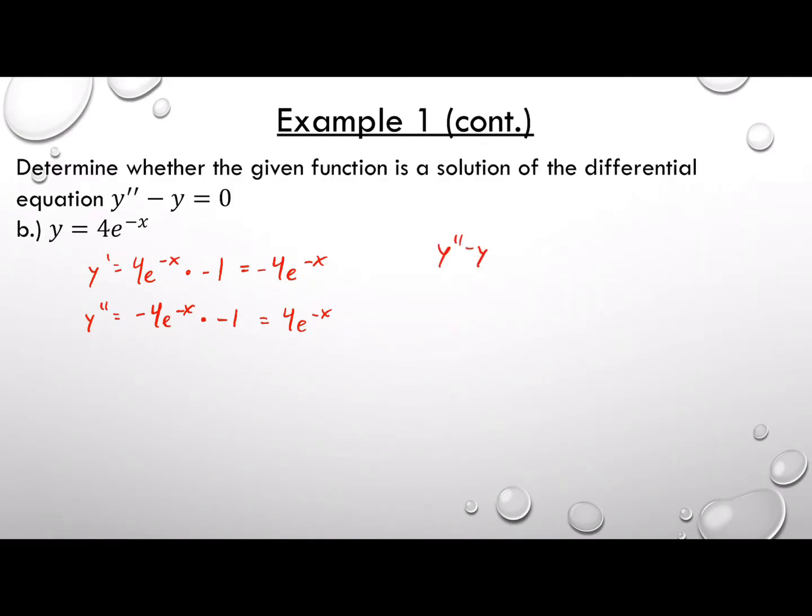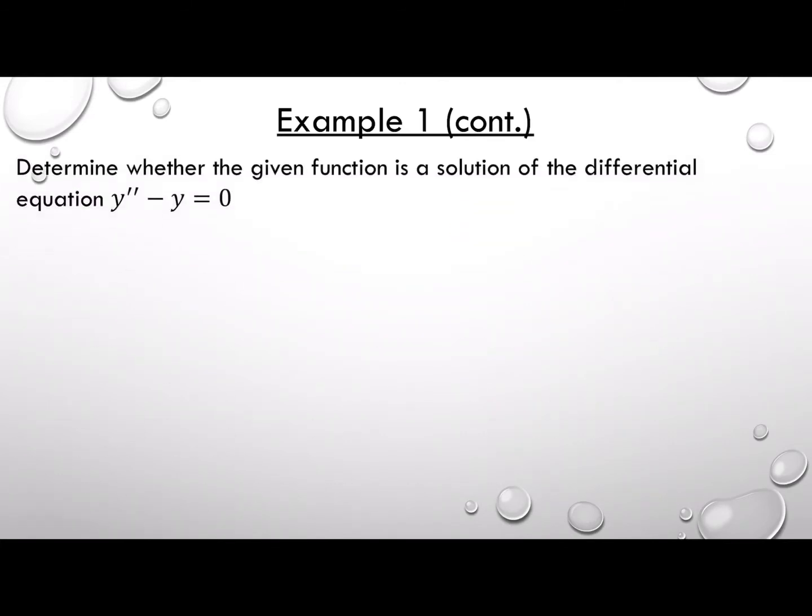So we have y double prime minus y is equal to 0. So y double prime is just 4e to the negative x, and y is just 4e to the negative x as well. Does this equal 0? Well, if you subtract the term by itself, you should get 0, so that works. So this is a solution. So this y equals equation is a solution to this differential equation. So that's what it would look like if it was a solution. The left side has to be equal to the right side. So the left side was equal to 0, right side is equal to 0. Boom, it's a solution. Now let's finally look at C.